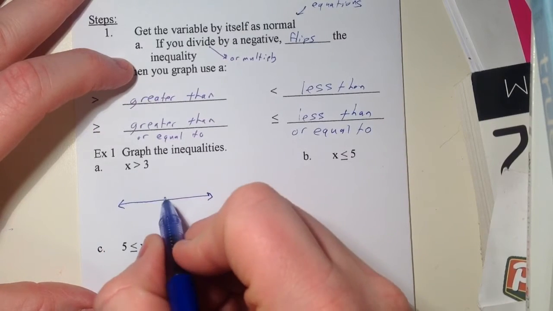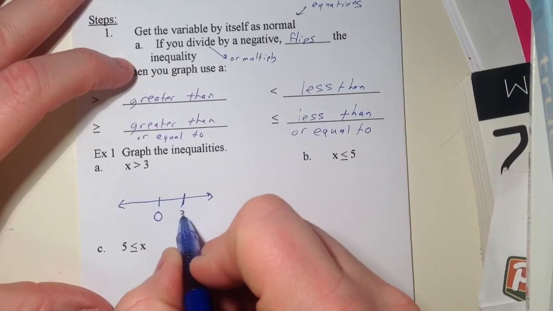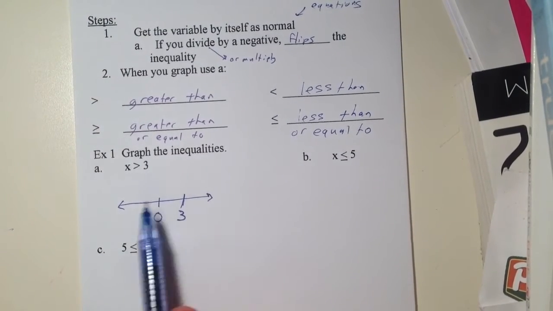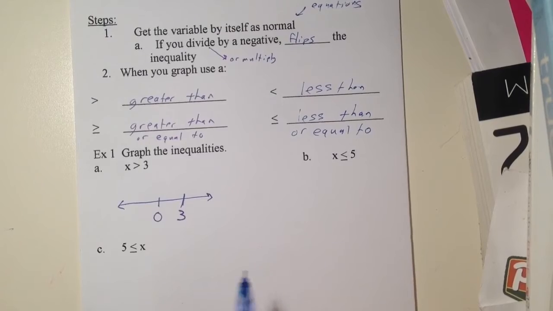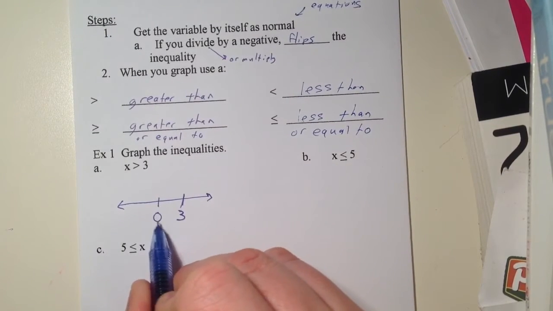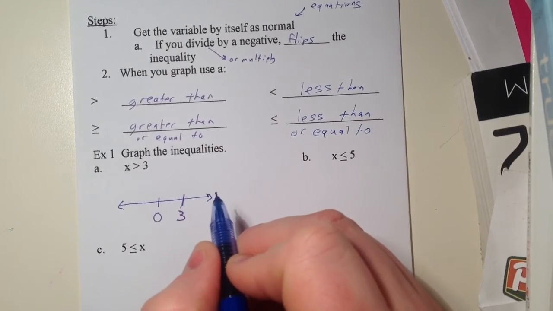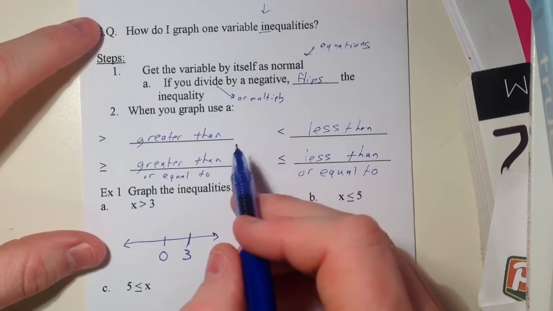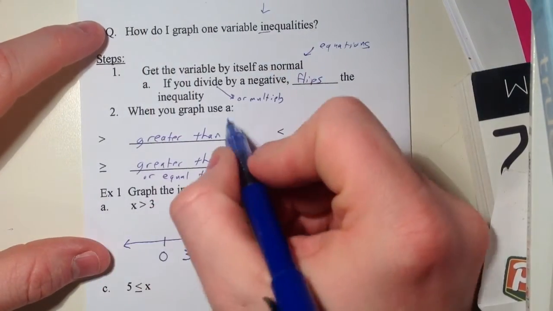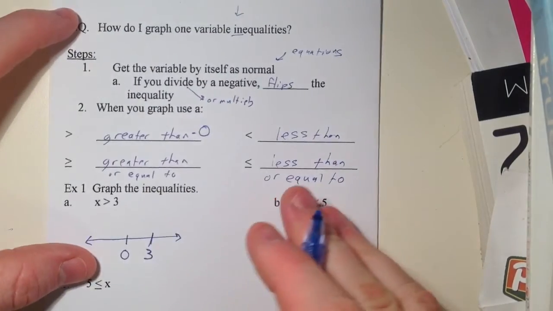Usually what I'll do is I'll start with 0, and I'll start with 3. There's a couple different ways to do this, and I'll show you two different ways later on. But usually I'll start with 0 on here just as my reference point, and I'll look at 3. Now, here's the part that's going to be weird. Now I want to go back up here for a second. When I look at this, when you graph, I want to use an open circle on greater than or less than.